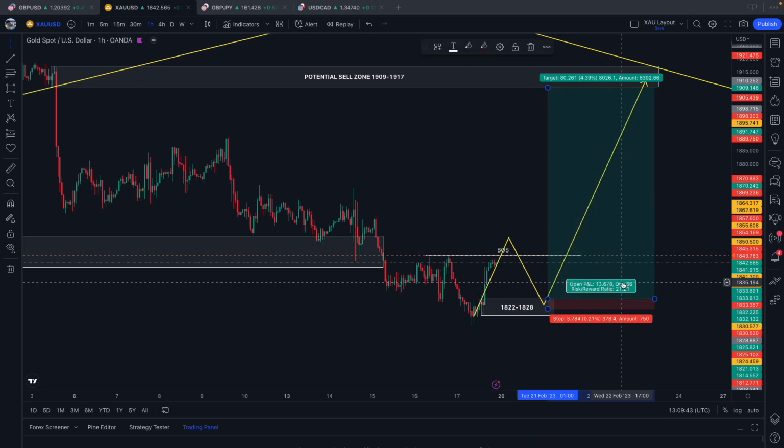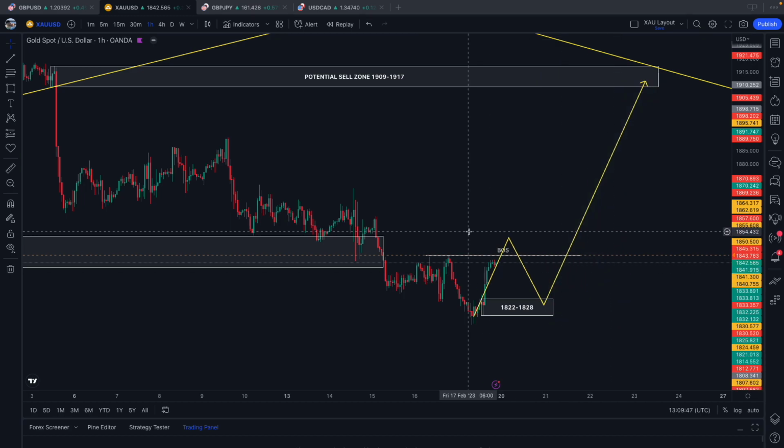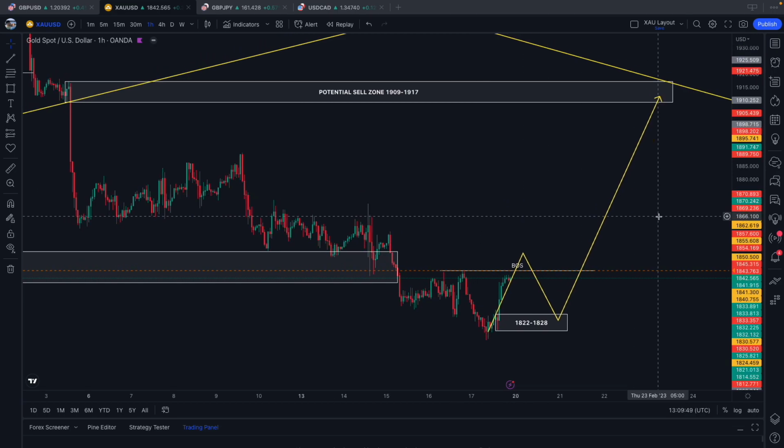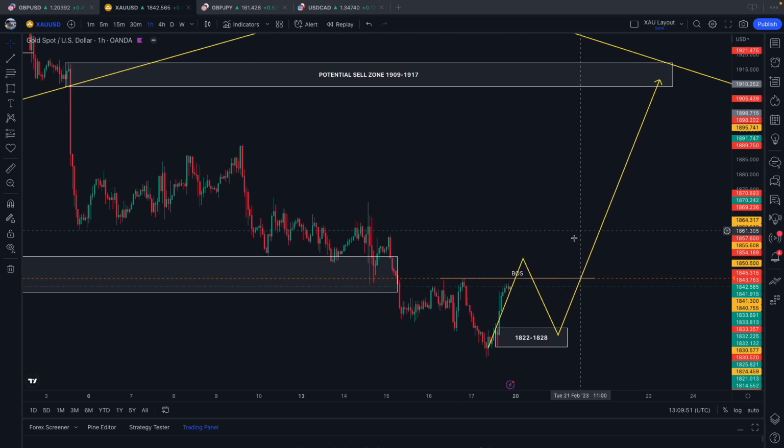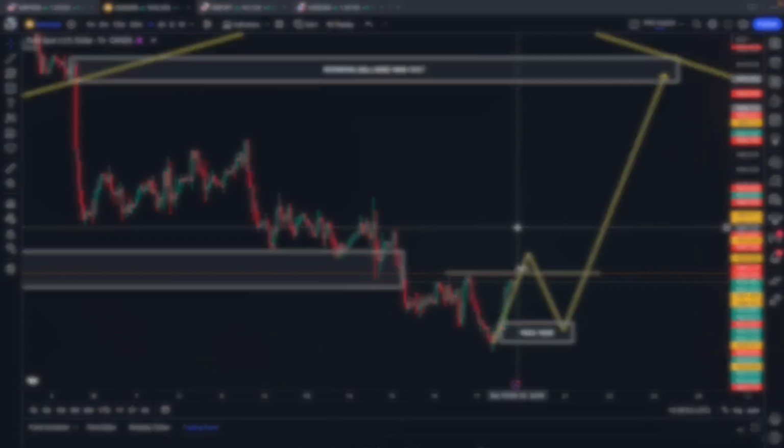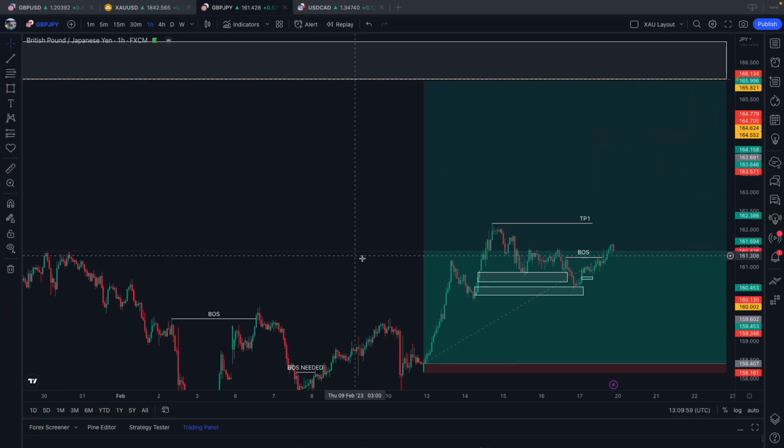So we could be walking away with 21 RR plus. But yeah, this is my bias for XAU USD. So definitely looking to be a bull in this market before I then look to sell longer term. Okay. Headed over to the Great British Pound to the Japanese Yen.